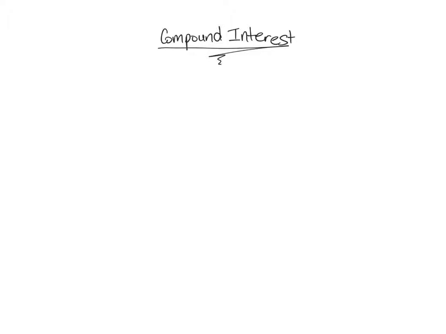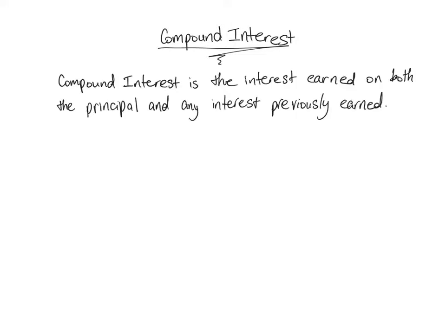All right, so let's put a definition down just to make sure you got that. As I just discussed, compound interest is the interest earned on both the principal, remember that's the original amount, and any interest that was previously earned, so it's piling up. The formula to find compound interest that we'll be using in this video is A equals P times (1 plus R) to the T.